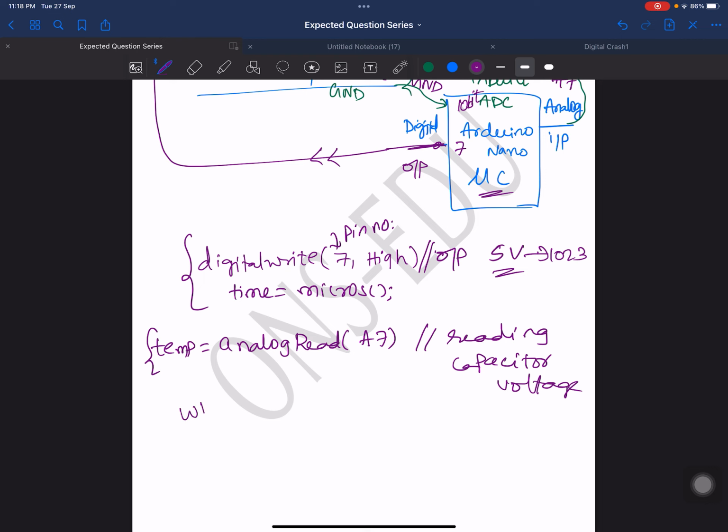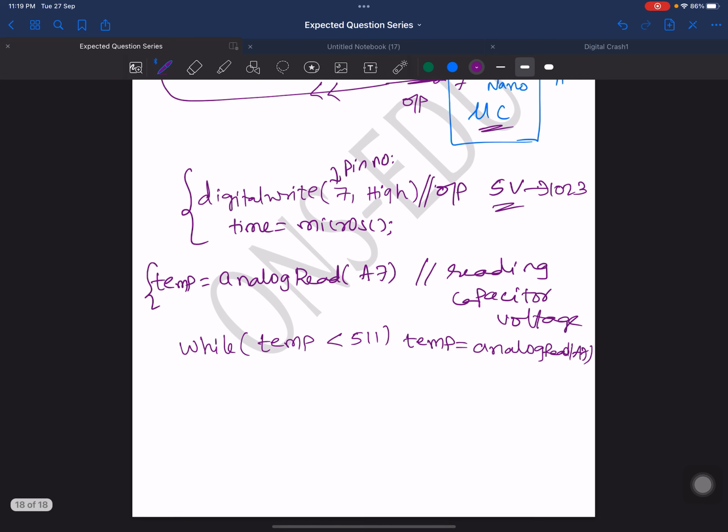So what I will now do is check where the mid value is reached. As long as temp is less than 511, I will keep running the loop. I'll simply say analogRead A7.